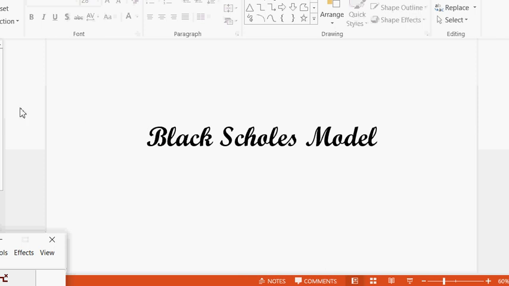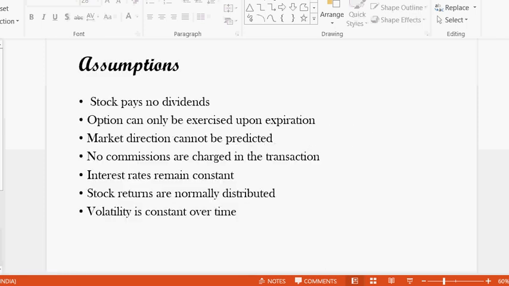To start with, this model has certain assumptions over which the model has been built. The assumptions are the stock does not pay any dividends during the time of expiry. For example, if the time to expiry is 3 months, in this 3 months the stock or the underlying asset will not pay any dividends. The second assumption is that the option can be exercised only upon expiration, which effectively means that it holds good only for European options.